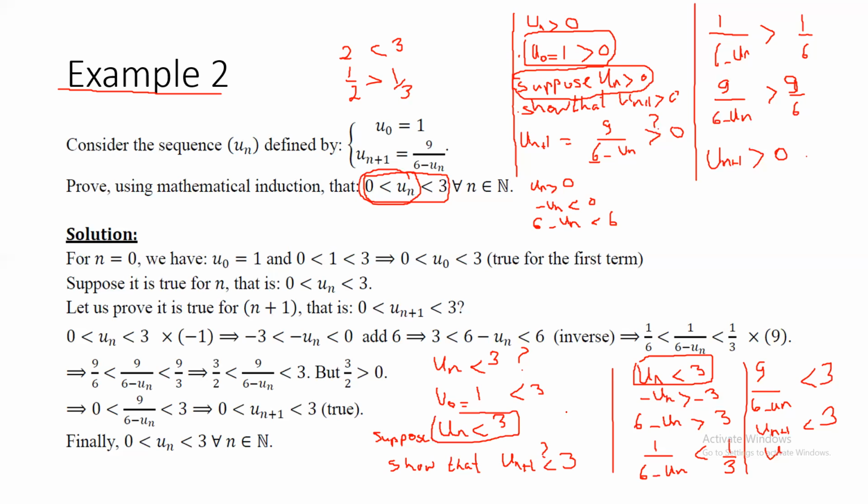First step, you prove that this relation is true for the smallest value of n: u0 equals 1, less than 3. Second step, suppose un is less than 3. Step 3, we have to prove that un plus 1 is less than 3. If the 3 steps are satisfied, then we get un less than 3.